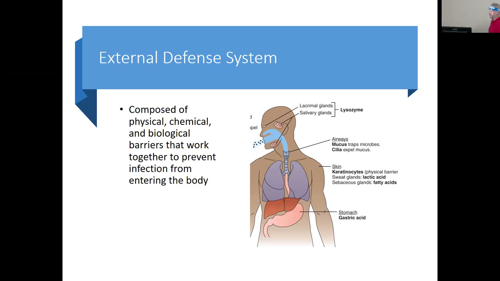We have skin, which has keratinocytes, which are the skin cells. It has lactic acid, and we have sebaceous glands that have fatty acids, which make that skin a little tougher to penetrate. We have lysozymes in our salivary glands, for when we bring in something that we breathe in or chew or eat. And if it gets to the stomach, then we have gastric acid with a very low pH, and it usually will take care of anything that's living that gets down to our stomach. So those are the basic anatomic external defense systems.